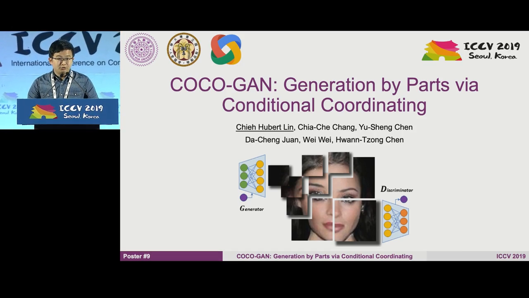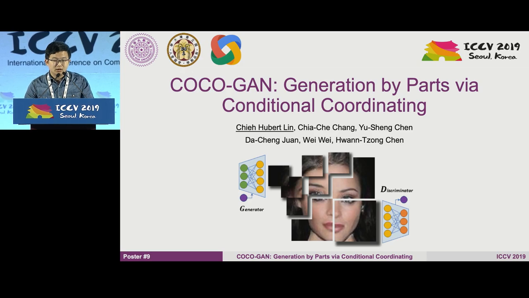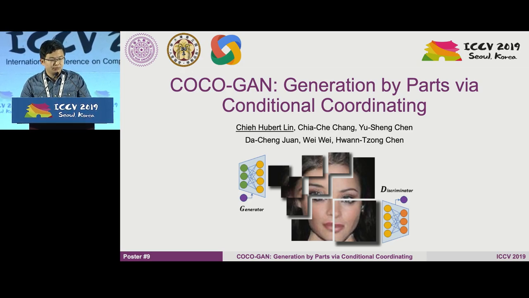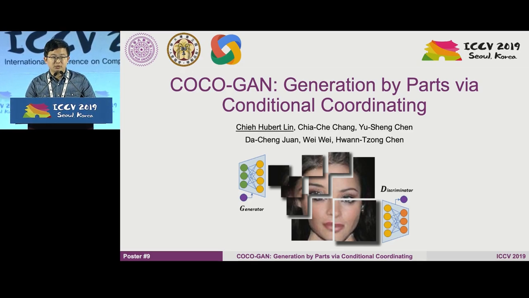Hi everyone, I'm Che Huberlin from National Tsinghua University in Taiwan. I'm going to introduce our paper, CocoGAN: Generation by Parts via Conditional Coordinating. This is also a joint work with National Taiwan University and Google Research.